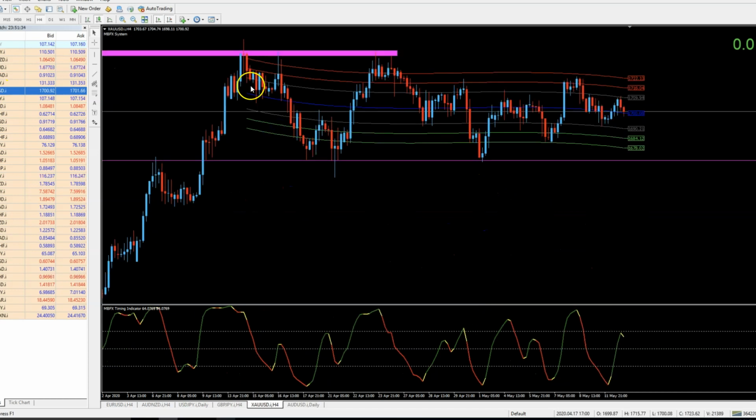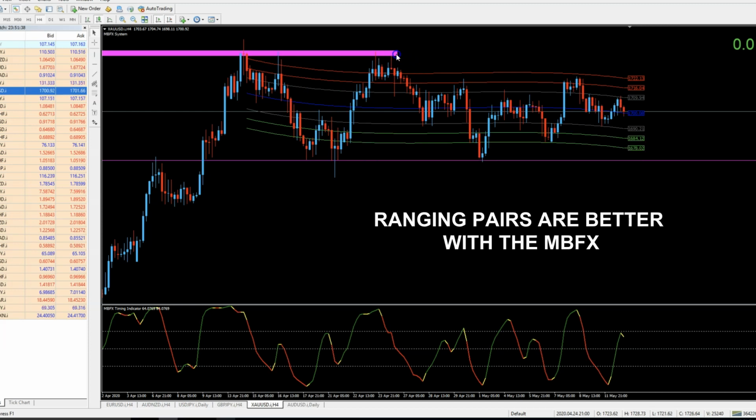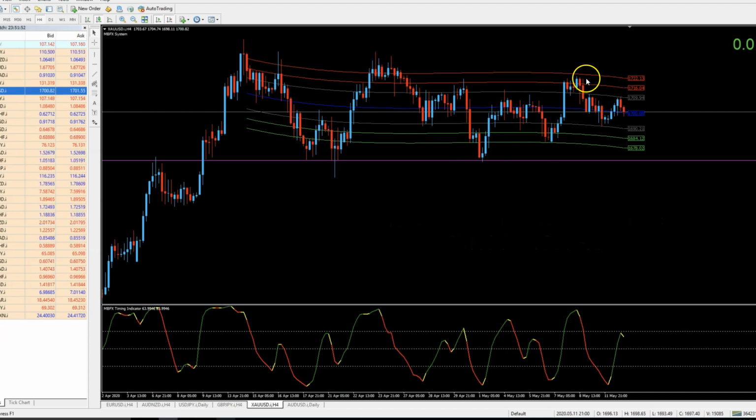Okay, so gold is in a range at the moment, so you can see how beautiful this would have been for the MBFX. So MBFX also works for gold, works for anything. Now gold has been ranging, and ranging pairs are actually best for the MBFX because it touches the red and green zones very, very well, and you can see how you could have traded this in the past. Okay, so guys, this is how you use the MBFX, and if you have any questions, please leave them in the comments below.